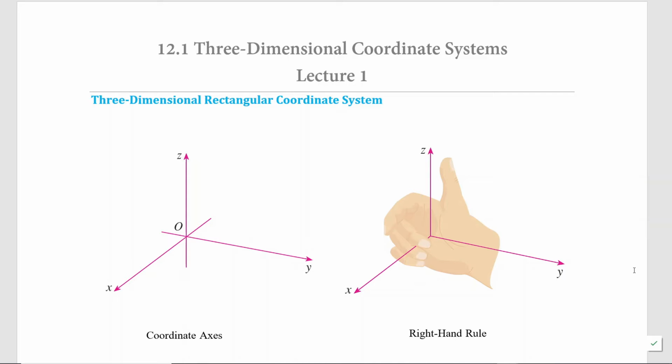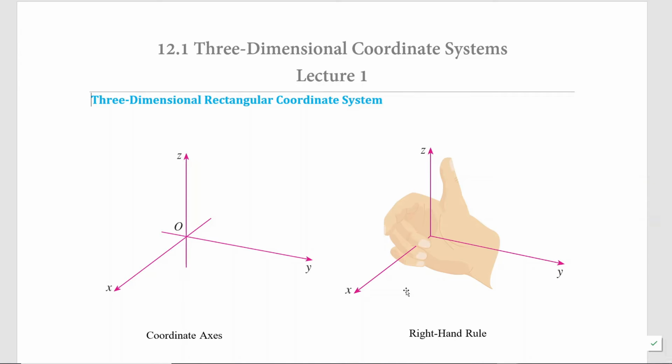Let's begin the discussion with a three-dimensional rectangular coordinate system, also known as Cartesian coordinate system. In this system, we have three axes called x-axis, y-axis, and z-axis. They can be in any orientation. Here, we will follow a right-handed system.